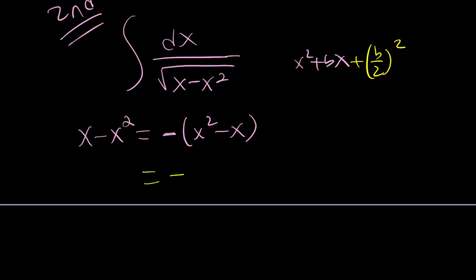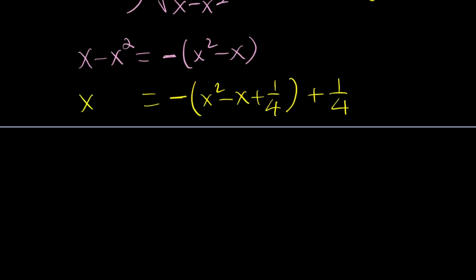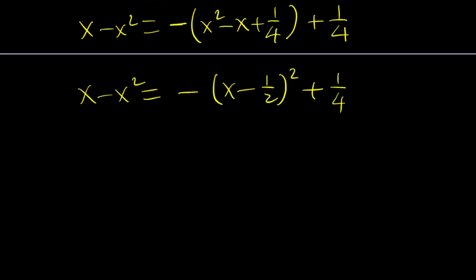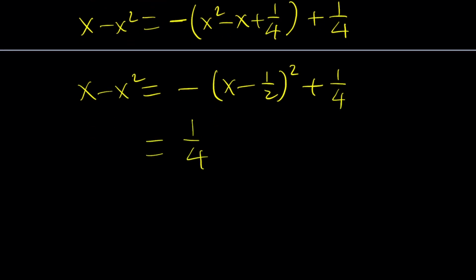So here's what we're going to do inside the parentheses. We are supposed to add half of 1 squared, which is 1/4. And that makes a negative 1/4 because there's a minus sign. Notice that. So I'm supposed to add 1/4 to undo the subtraction of 1/4. Makes sense? But notice that the expression inside the parentheses becomes a perfect square, and that's just perfect. So this is x minus 1/2 squared plus 1/4. And of course, you can write this as 1/4 minus x minus 1/2 squared.